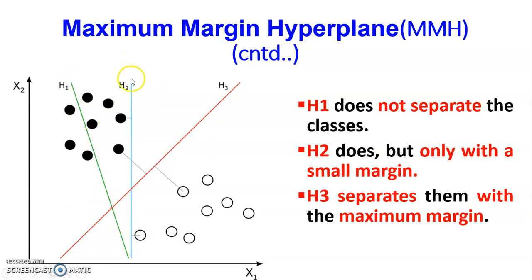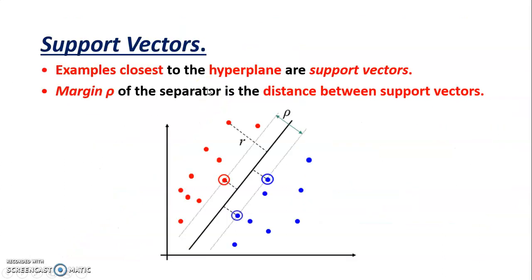Whereas hyperplane H2 will separate the objects into two different classes, but only with a small margin. We can see it is clearly represented that H2 will separate the data into two different classes, but there is only a small margin here. Consider the case of hyperplane 3, or H3. This H3 separates the two classes of objects with the maximum margin. So we will choose H3 as the maximum margin hyperplane.